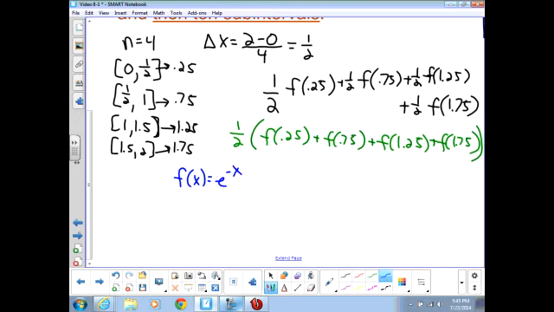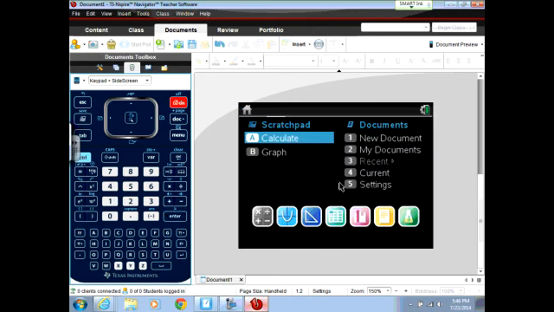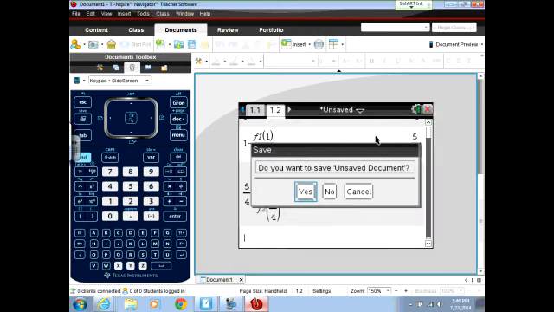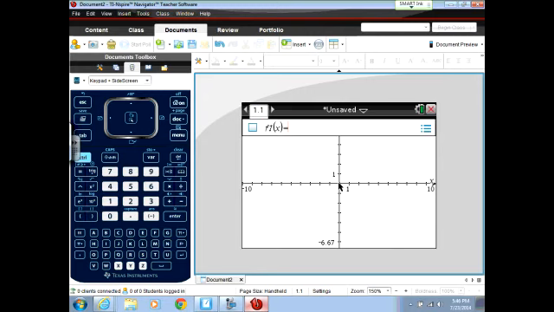Once you have this written, you can do this easily on the calculator. Go to a new page or a new document. In a graphs page, put the function you want to work with, which we want e to the negative x.